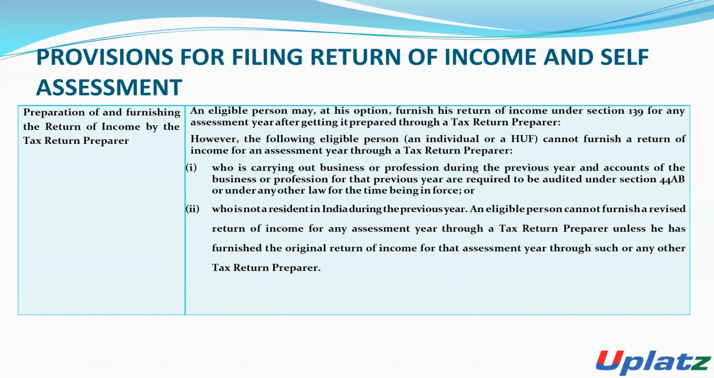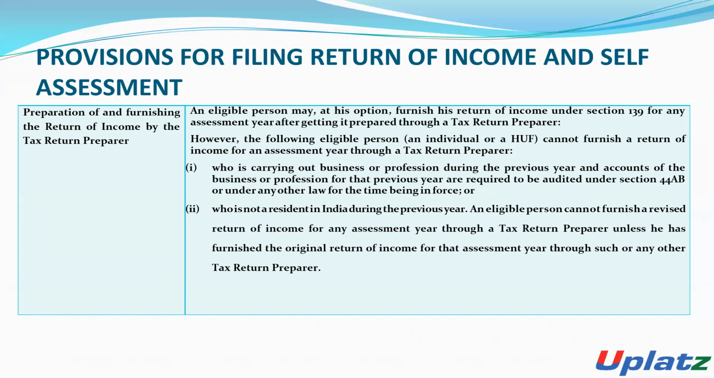Means his books of accounts are required to be audited under section 44AB or under any law for the time being in force. Then such a person cannot furnish the return of income for such assessment year through the income tax return preparer. An eligible person cannot furnish the revised return of income for any assessment year through the preparer.